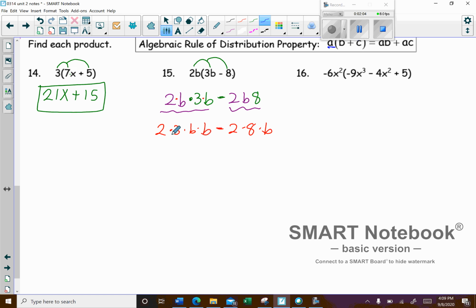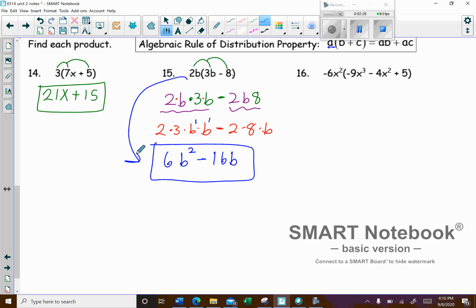And so let's see, 2 times 3 is 6, and then b times b, you add the exponents, so that's going to become b squared, and then minus 2 times 8, which is 16, and then you have that times b that we just tack on right there, and that's the answer. Now, as I was saying, as you get more comfortable, I mean, you can go directly to the answer. You don't have to show all that work, but I wanted to show it at least for the first one.